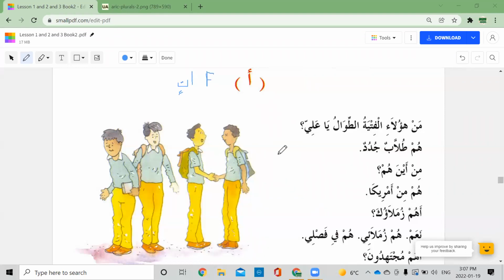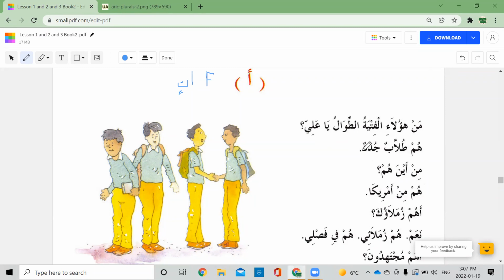Man haula il fityatu tiwalu ya Ali. Who are these tall young men, O Ali? Yes. Hum tullabun jududun. They are new students.